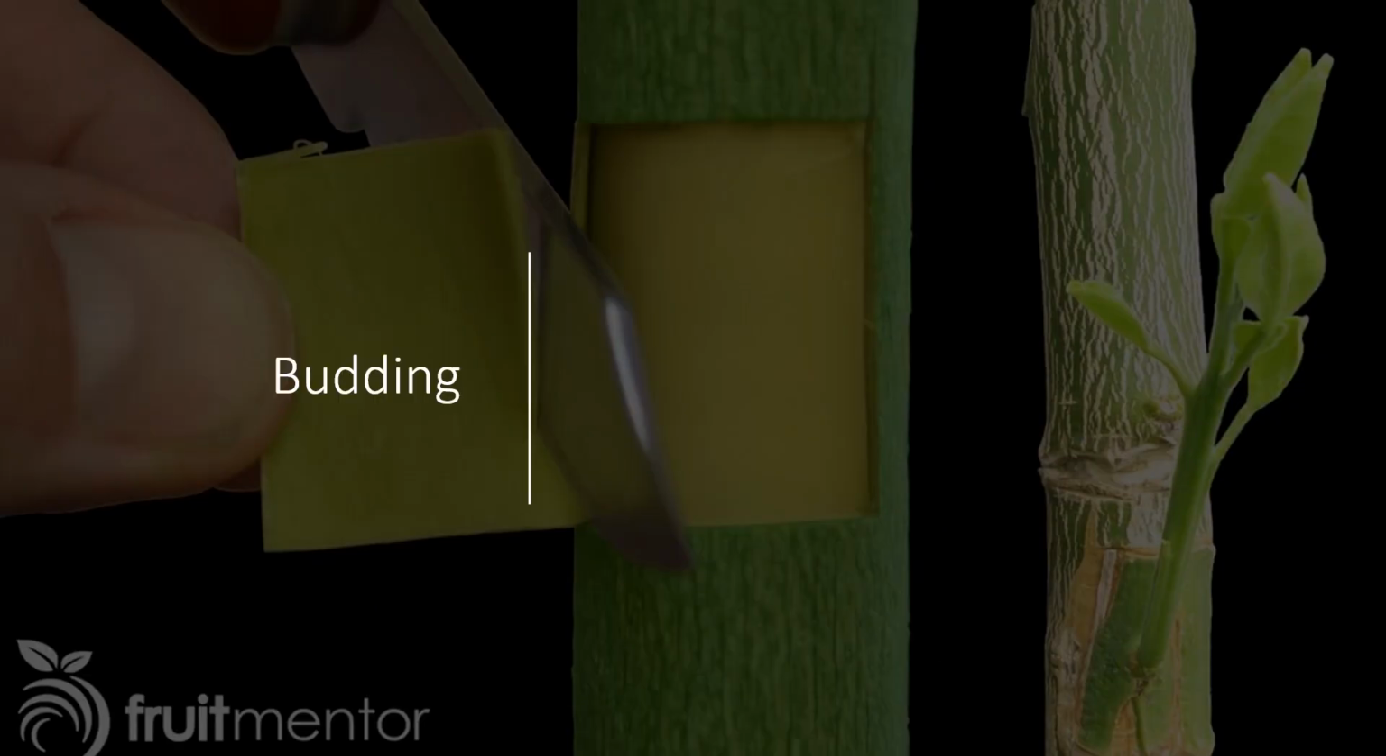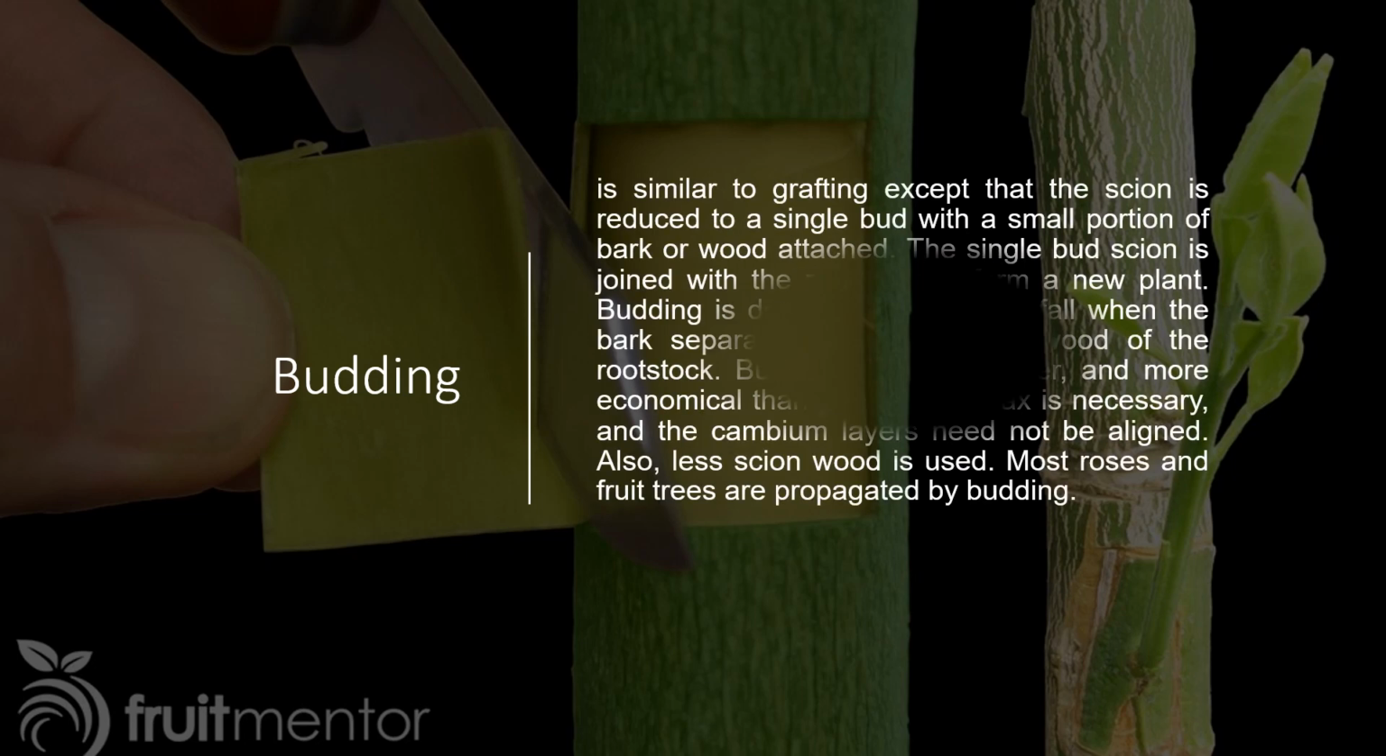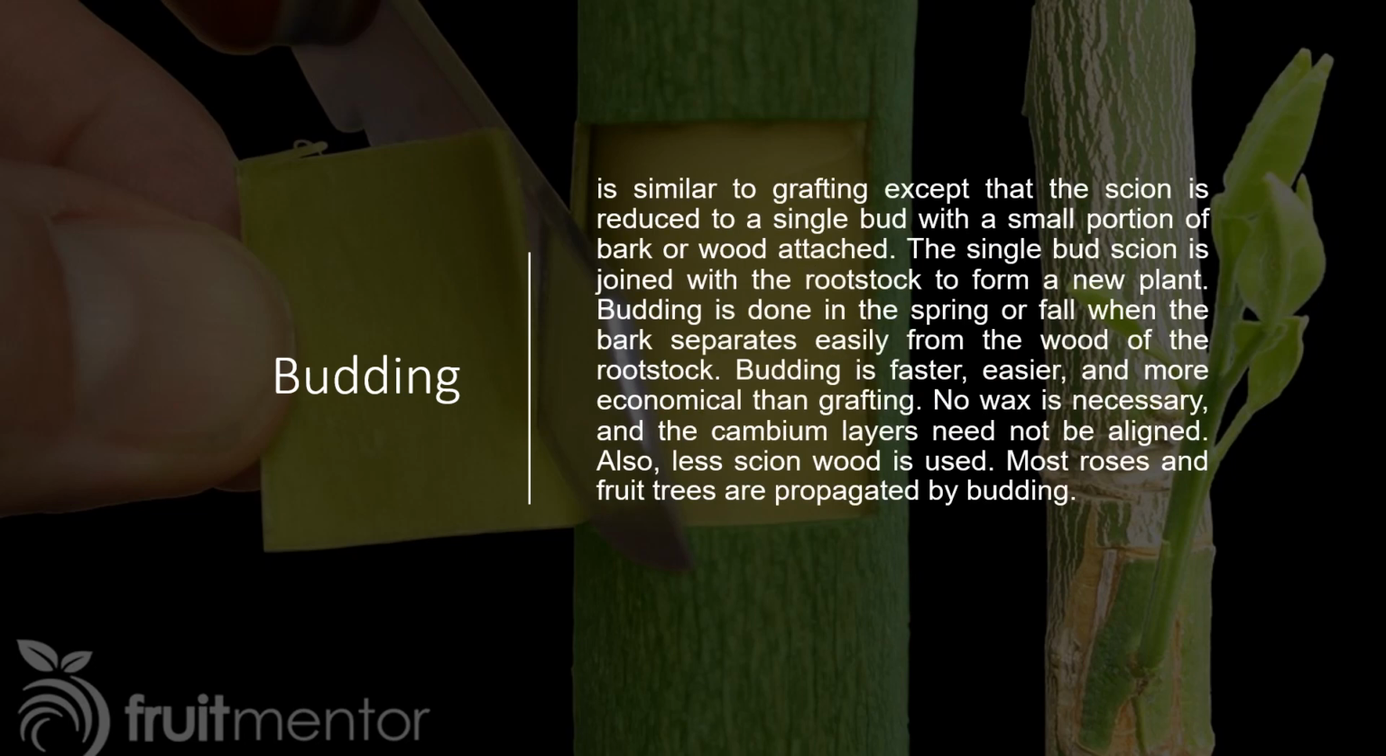Let's proceed to budding. So budding is similar to grafting except that the scion is reduced to a single bud with a small portion of bark or wood attached. The single bud scion is joined with the rootstock to form a new plant. Budding is done in the spring or fall when the bark separates easily from the wood of the rootstock.